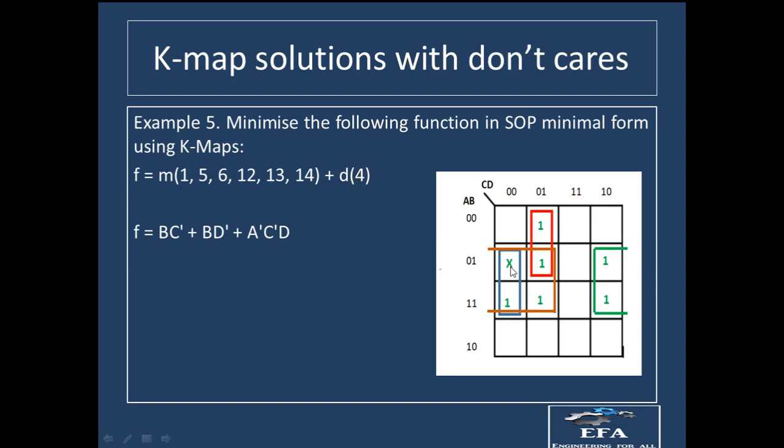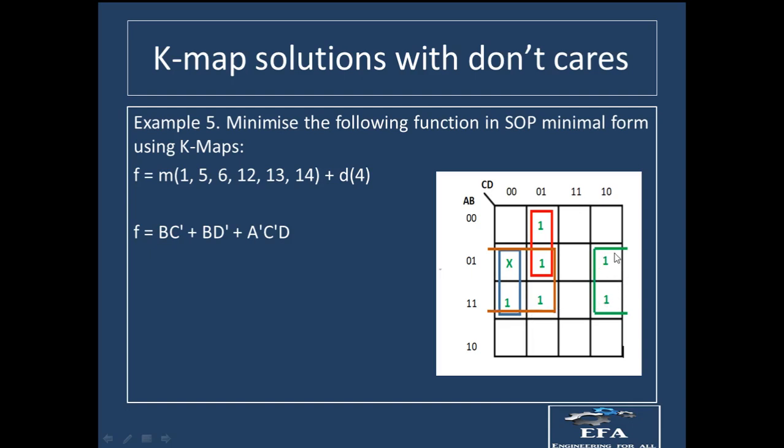Okay, so when we put a cross in cell number 4, this cross will become a part of this big box. Suppose this cross is not there, then this would have been the one group, and the second group would have been this one. These two ones would have formed the second group, and these two ones would have formed the third group.